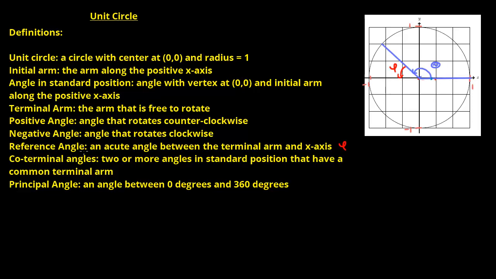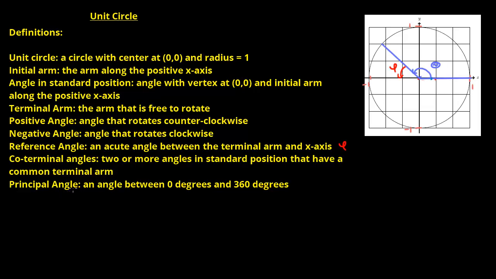We also have angles that are called coterminal angles. You can imagine that if I took the terminal arm and rotated it another 360 degrees, the terminal arm would end up in exactly the same spot. The two angles are not the same, but they have a terminal arm that is located in the same spot on the unit circle. So we call those angles coterminal angles. Coterminal angles are two or more angles in standard position that have the same terminal arm.